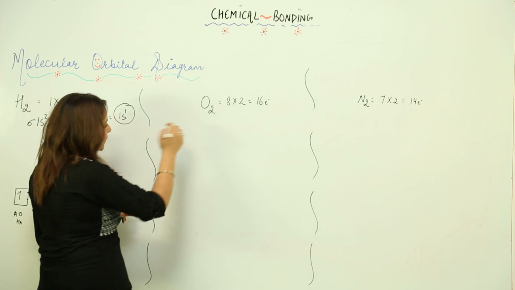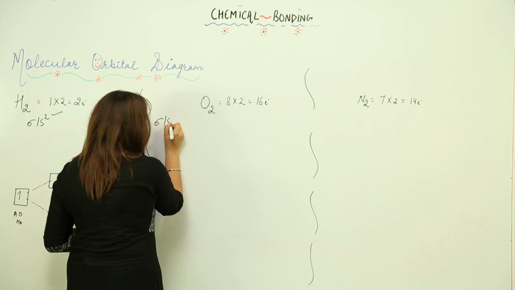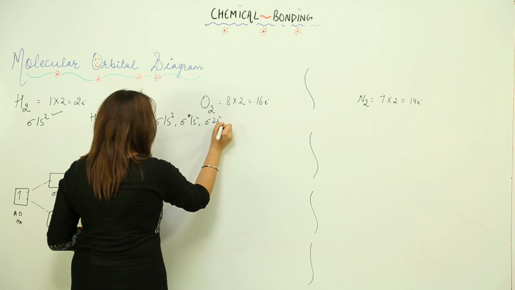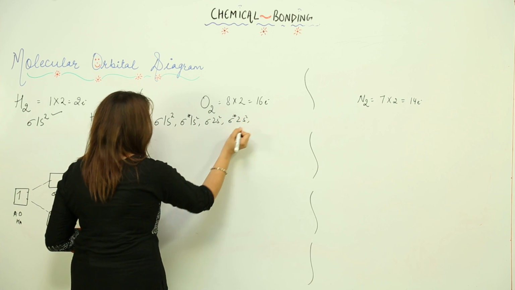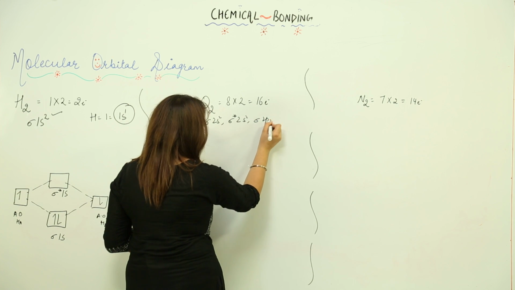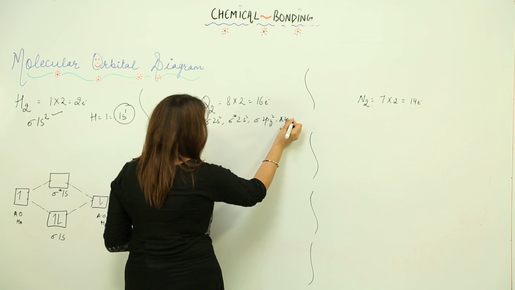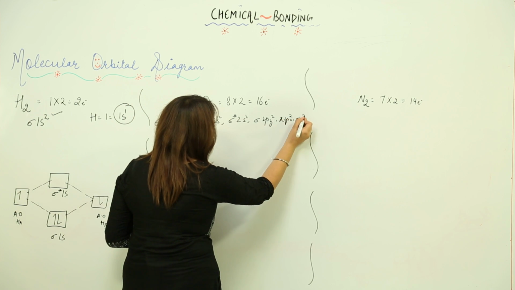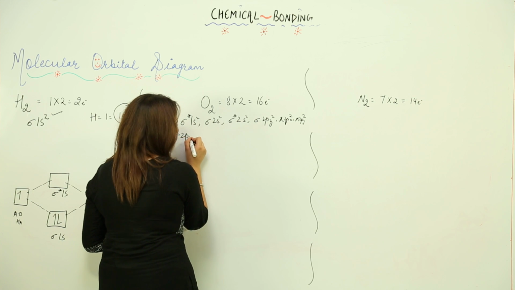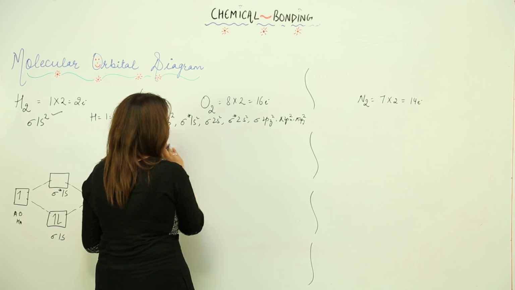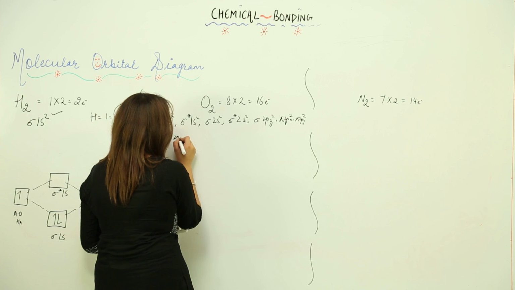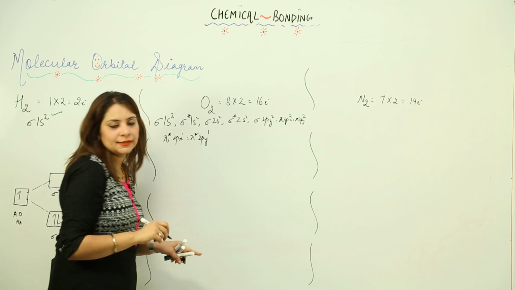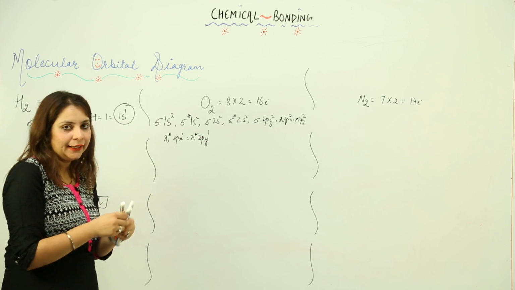Now let us make it for oxygen. So first is to write the electronic configuration. Sigma 1s2, sigma star 1s2, sigma 2s2, sigma star 2s2, sigma 2pz2, pi 2px is equal to pi 2py. Let us count: 2, 4, 6, 8, 10, 11, 12, 13, 14, 15 and 16. So now we'll be drawing a diagram, right.